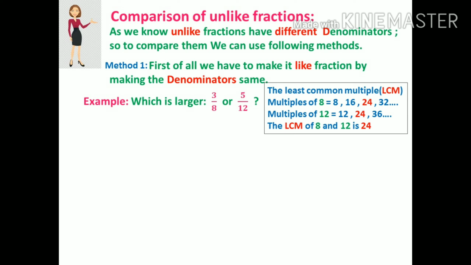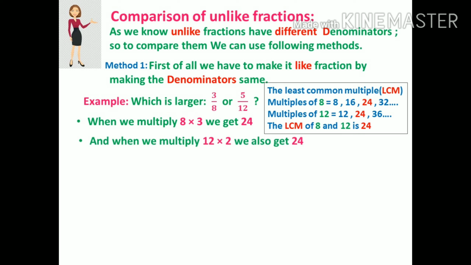Multiples of 8 are 8, 16, 24, 32 and so on. And multiples of 12 are 12, 24, 36 and so on. We can see the least common multiple of 8 and 12 is 24 here. So, to make the denominator 24, we have to multiply 8 by 3, and we also multiply 12 by 2 to get 24.